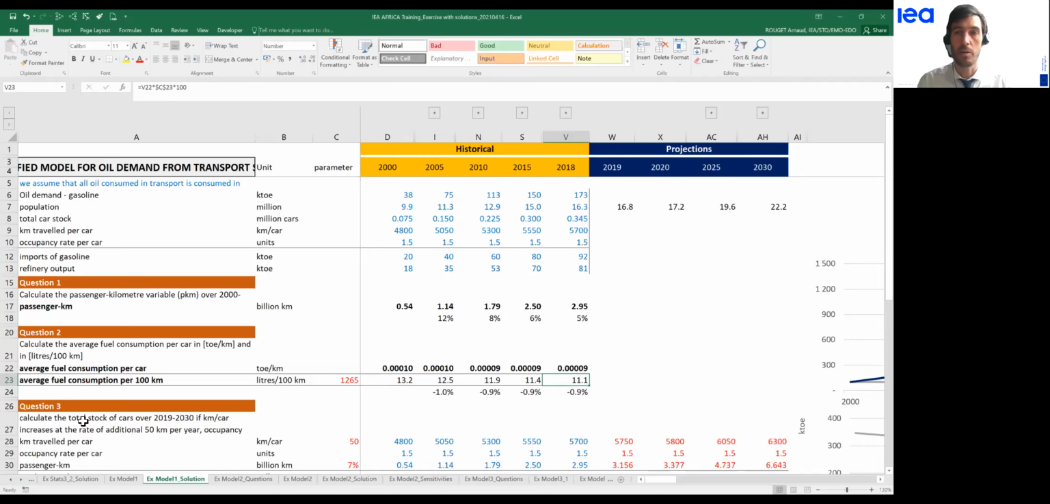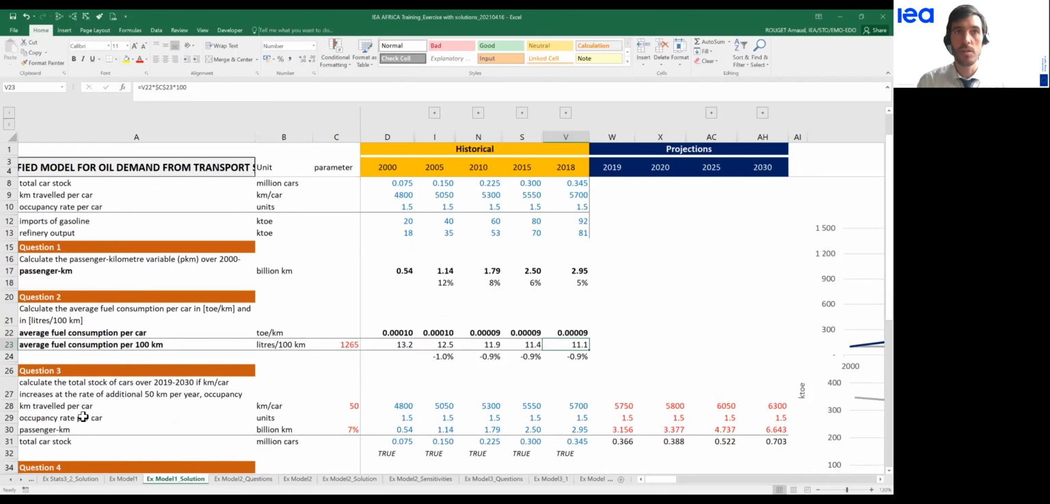Question 3 is actually about looking ahead. We want to estimate how energy coming from transport and cars will evolve in the future, and what we will calculate is the total stock of cars. And this resonates with what you answered on the mentee question. If we want to understand future oil demand for the transport sector, what is the most important parameter? You all answered that it's the number of cars. It's not the only one, but it is the one we will calculate here.